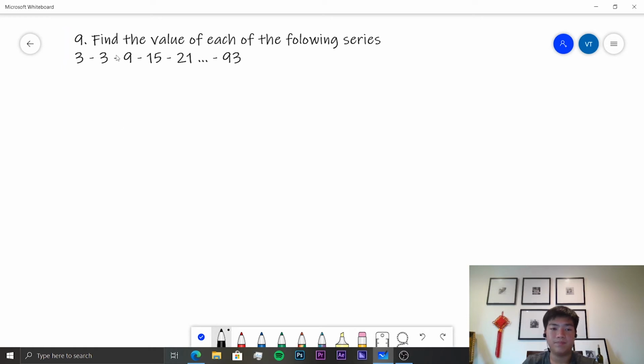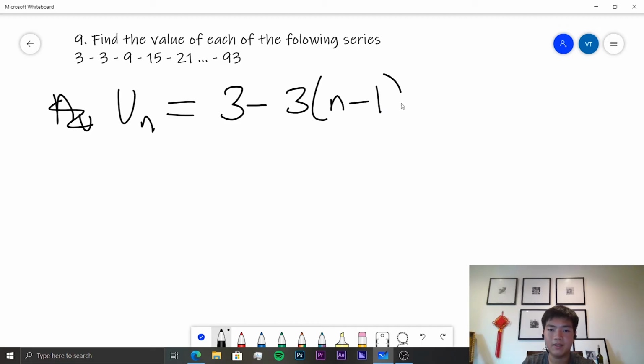So first we want to find the nth term of the series, and it's pretty clear the nth term is equal to 3 minus 3 times n minus 1, or I guess we could simply rewrite this as 6 minus 3n. And so now we need to calculate the last term, which term this is, so we can calculate the sum of the series.